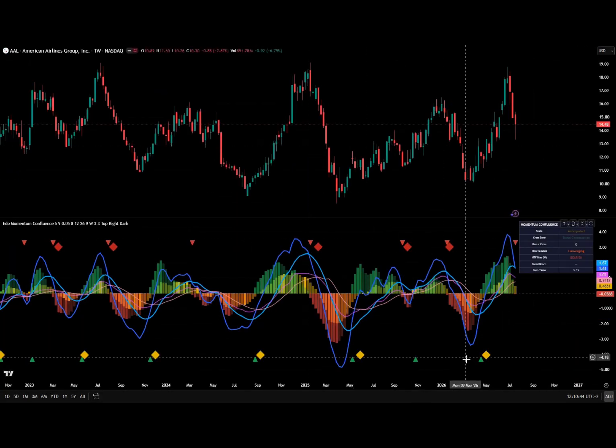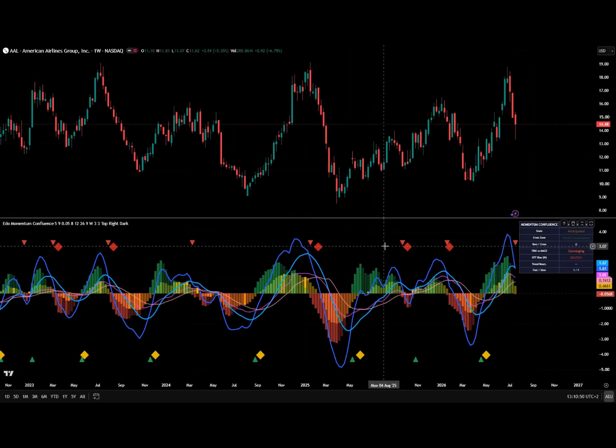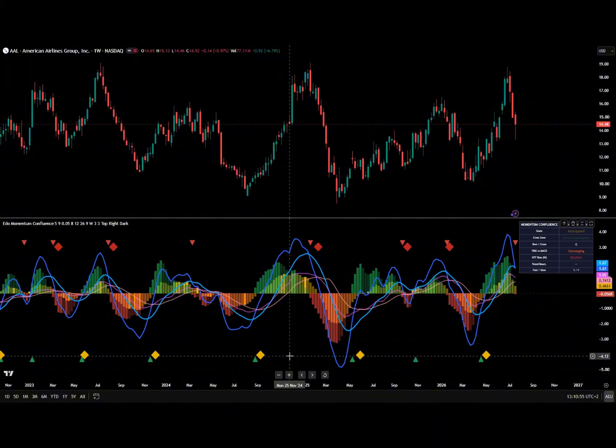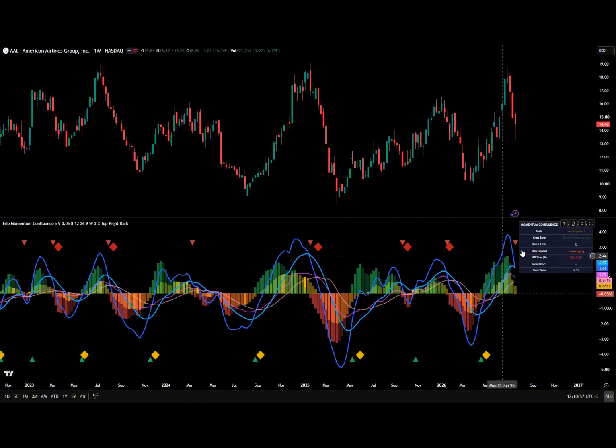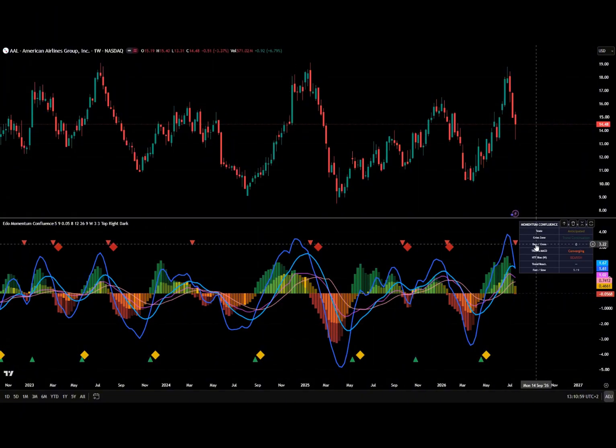A cross happens when the fast line crosses the slow one, and it is marked on the chart. Green triangles at the bottom for bullish crosses, red triangles at the top for bearish ones. On American Airlines Weekly the cross happened on the current bar, bars per cross read 0. That counter is more useful than it looks. A fresh cross and a cross that is 14 bars old are two completely different situations.